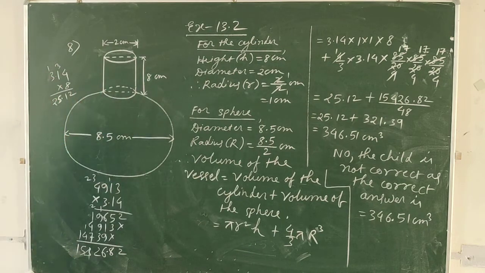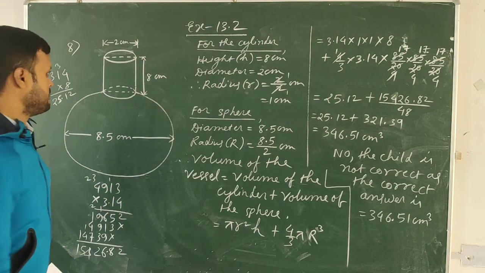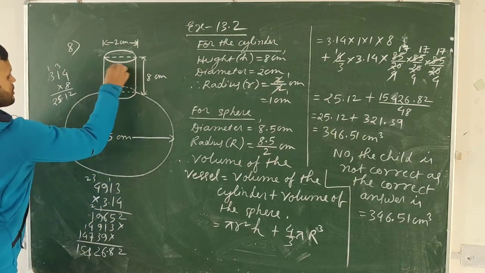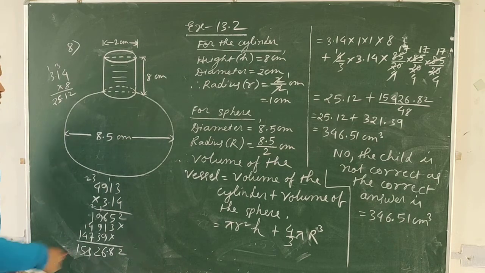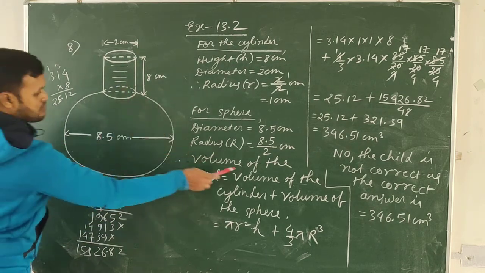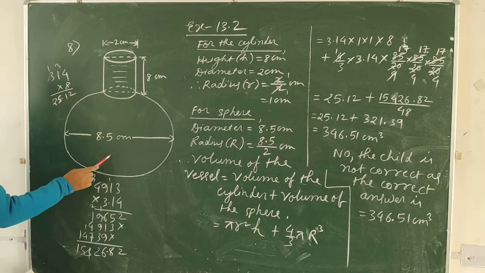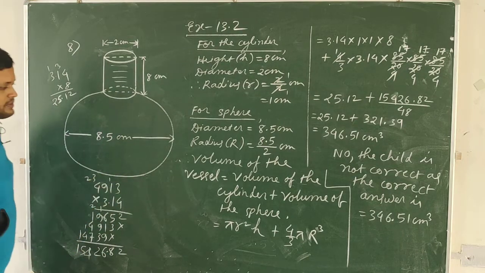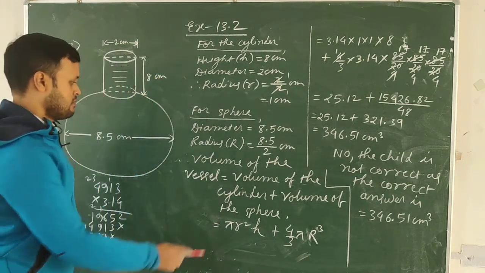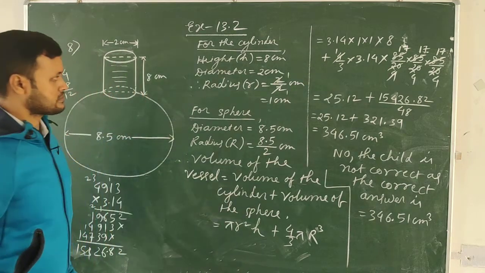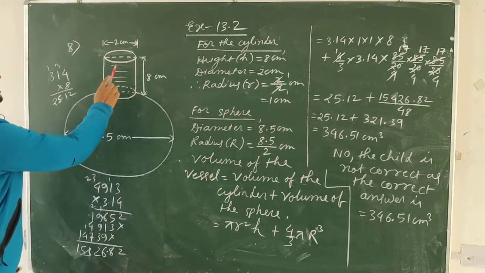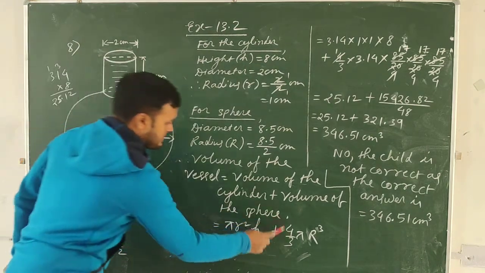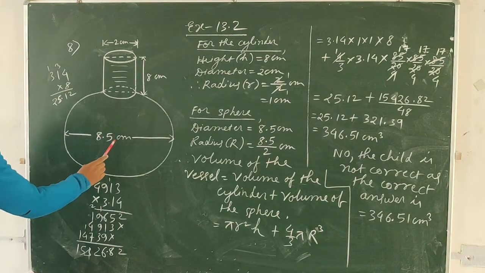What will be the volume of the full vessel? Volume of the vessel will be volume of the cylinder, isn't it? This part is cylindrical, no? So we will just add the two parts. Volume of the cylinder plus volume of the sphere. Volume of the cylinder is pi r square h. Small r is the radius of the cylindrical portion, and volume of the sphere will be 4 by 3 pi R cube. Capital R is the radius of the bigger sphere.